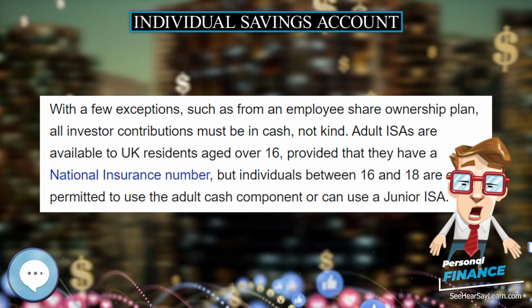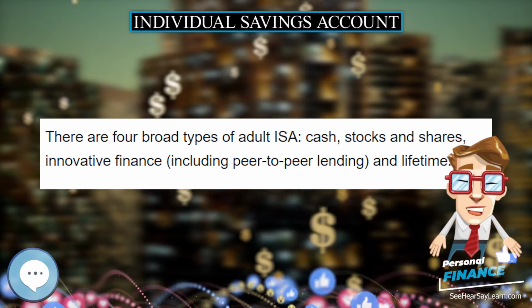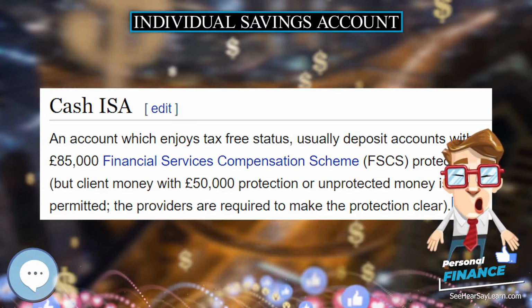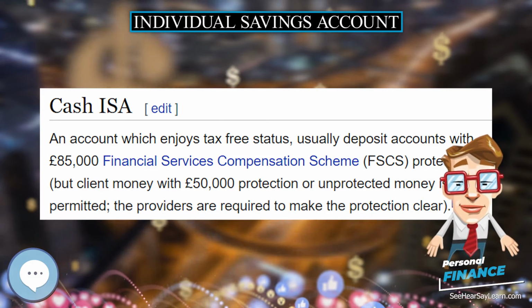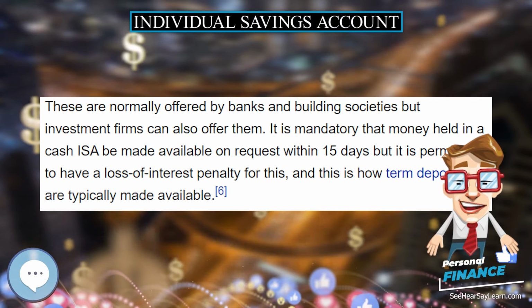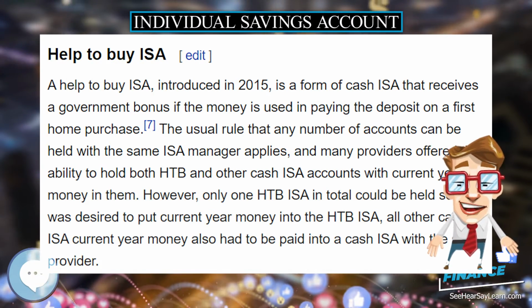On reaching age 50, no more money can be added to the account and eligibility for the 25% bonus ceases, but the account will still earn interest or investment returns. Permitted investments are as for cash or S&S ISAs, and any number of accounts is allowed, but only one account can hold current year money.